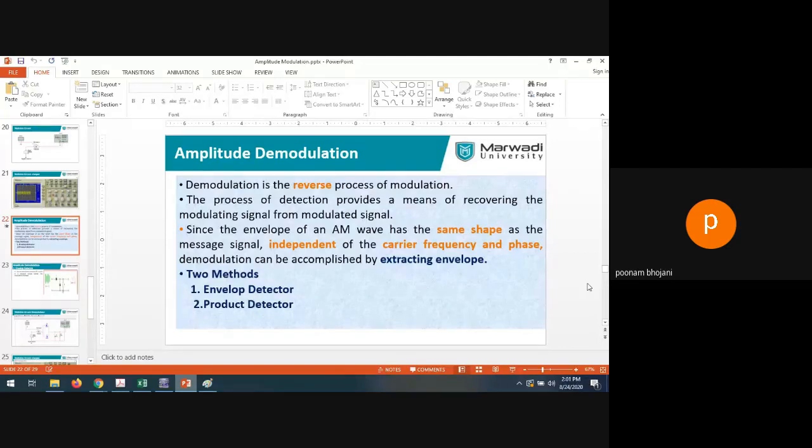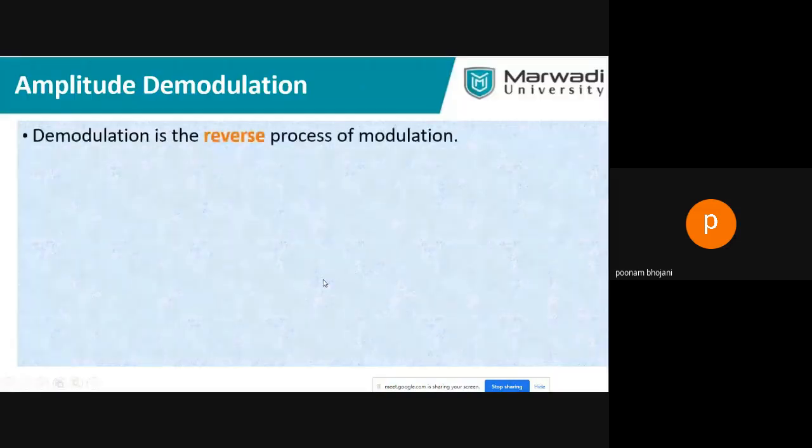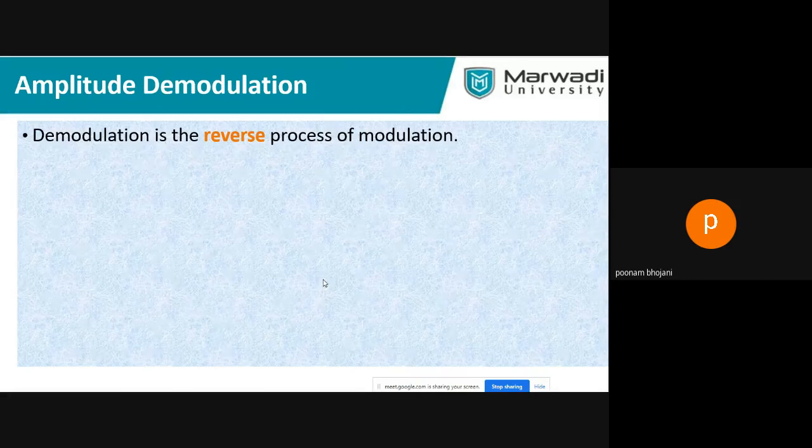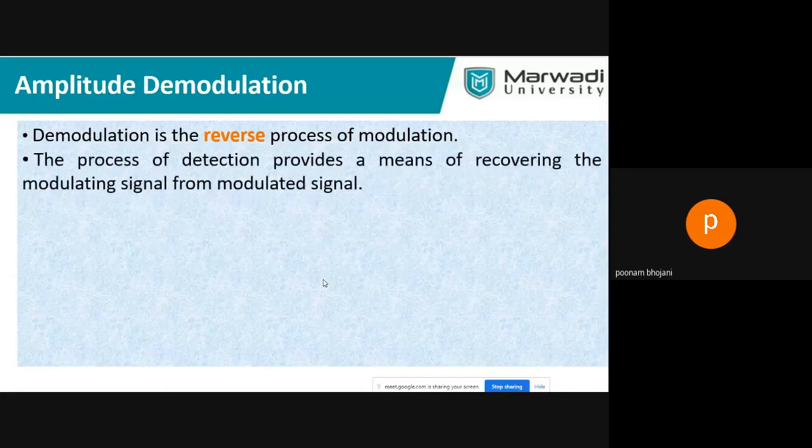Now, demodulation. Amplitude demodulation can have two different techniques. But demodulation obviously is the reverse process of modulation. It means I want to receive the original signal which I have transmitted through the transmitter. Right? So how can I achieve that? That process is known as the demodulation process. So after completing this theory, we will take a break.